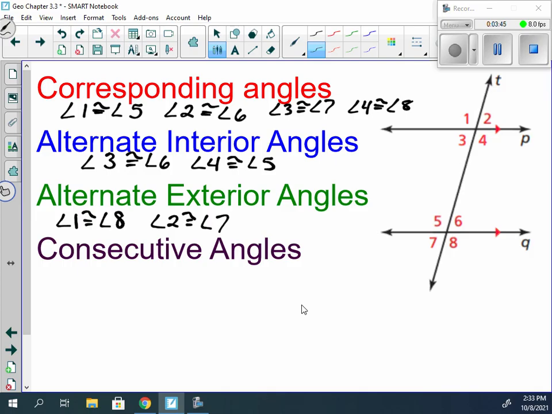Now our consecutive angles would be angle 3 and 5, and 4 and 6. Now our consecutive interior angles aren't congruent. They are supplementary. They add together to be 180. Consecutive angles, so they're on the same side of the transversal and between the two lines. Now we don't necessarily consider consecutive exterior angles, so 1 and 7 and 2 and 8 in this, but they do have the same property as the consecutive interior. They're going to be supplementary. They're going to add together to be 180.